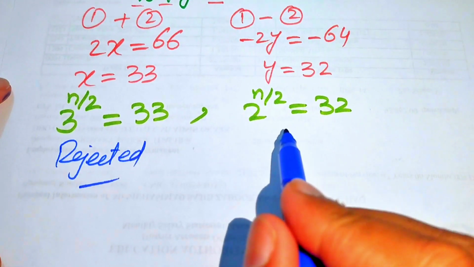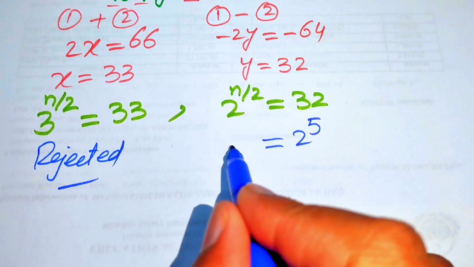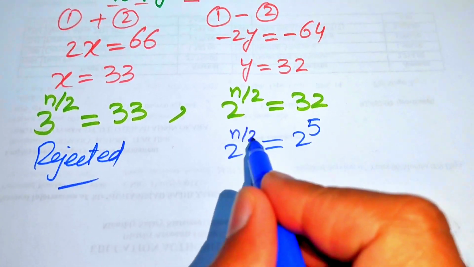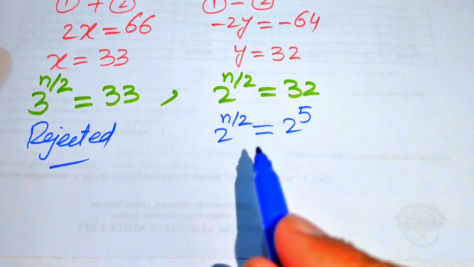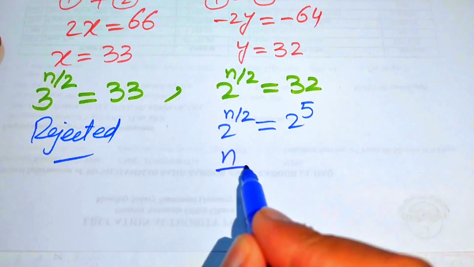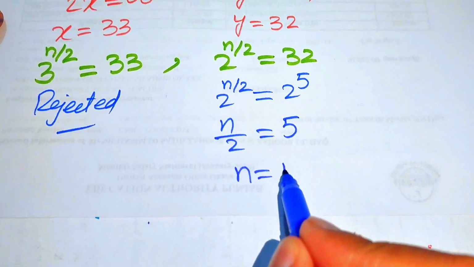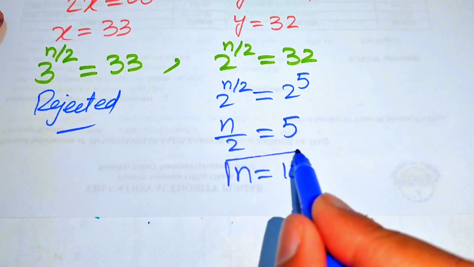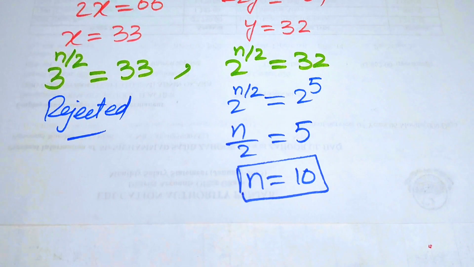So we proceed here with this case only, and in this case we write 32 as 2 to the power of 5, and we have 2 to the power of n over 2. And now we compare both of the sides and we equate the exponents, and we get n over 2 equals to 5 and n equals to 2 5s are 10. So this is our first integer solution of this problem.